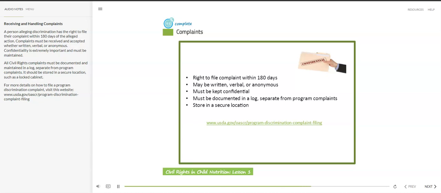For more details on how to file a program discrimination complaint, visit this website, www.usda.gov/oascr/program-discrimination-complaint-filing.